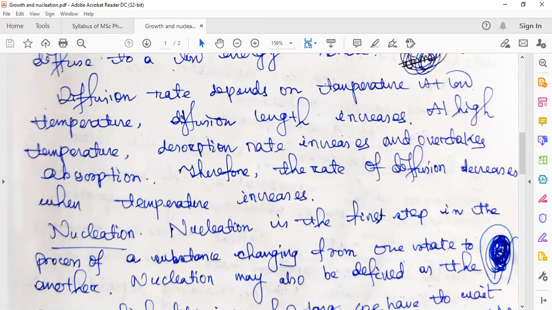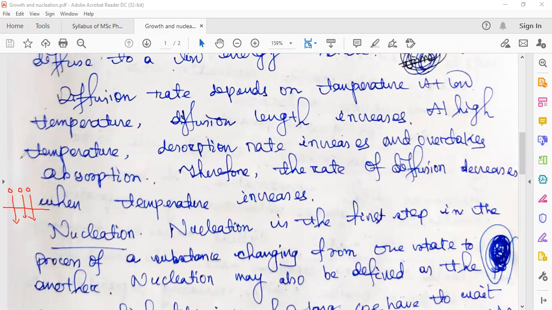When the temperature is low, low means it may not be very low. It depends on the material. So at relatively lower temperature, diffusion length increases. Diffusion length increases means, let me draw again, that at lower temperature, these atoms will diffuse more. The atoms will diffuse more inside the substrate.